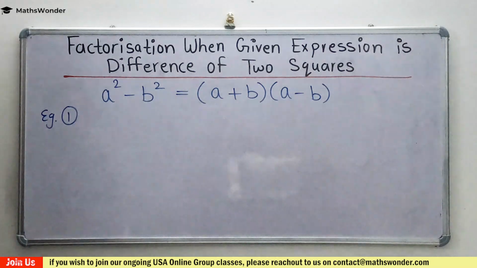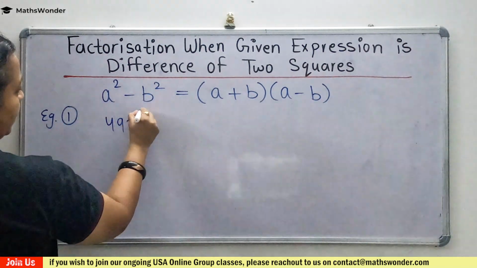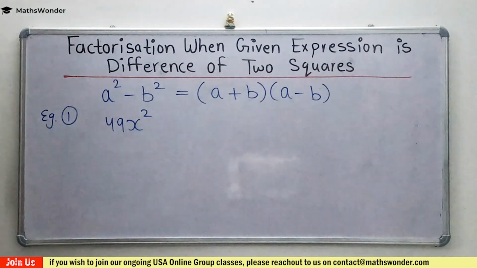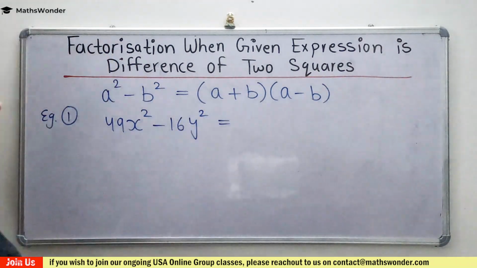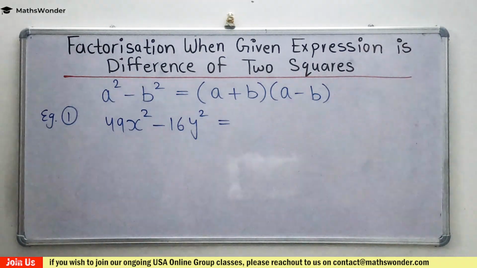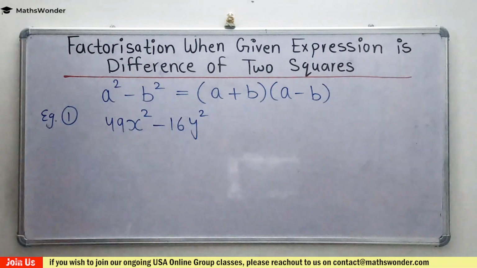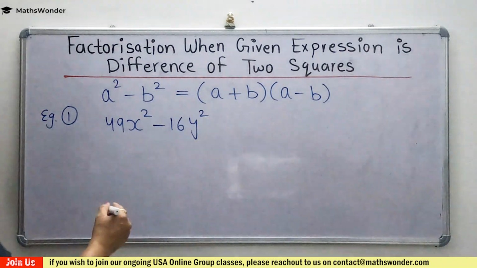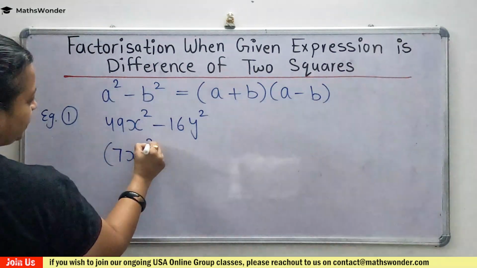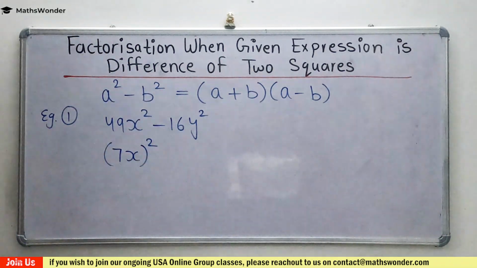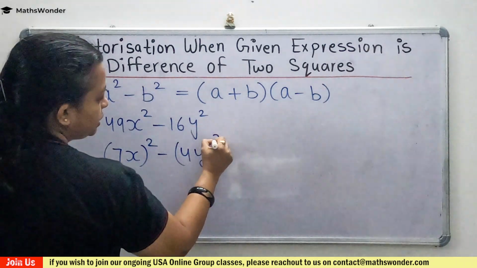Suppose the question is 49x square minus 16y square. First you have to break this down. 49 is the square of which number? 7, absolutely. So how will you write it? 7x square, because x is also given in square form. Same, 16 is the square of 4, so you can write it as 4y square.